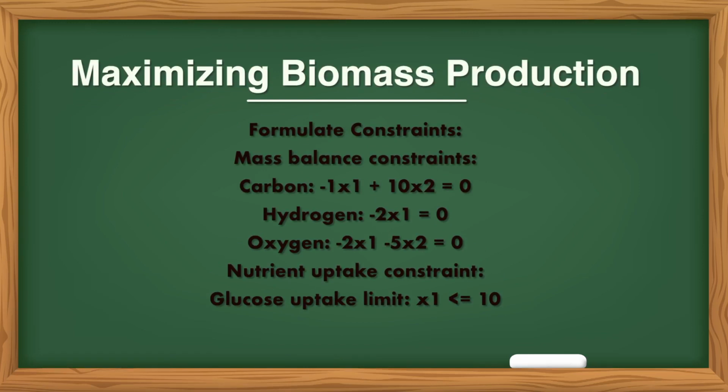For oxygen, it's negative 2 times x1 minus 5 times x2 equals 0. Now we have nutrient uptake rates. So, we will put a constraint on the glucose uptake rate. It should be less than or equal to 10.